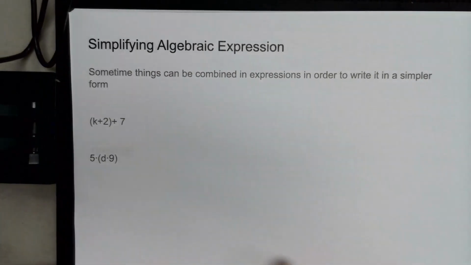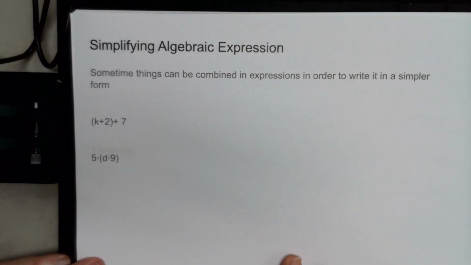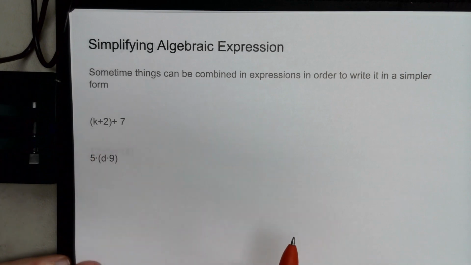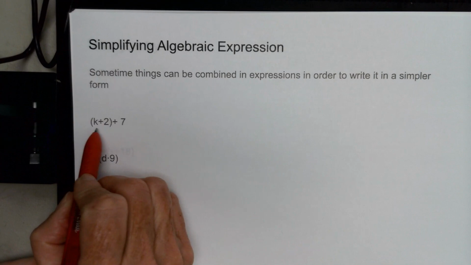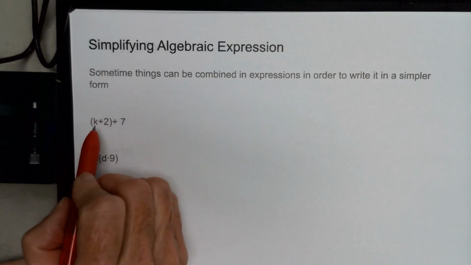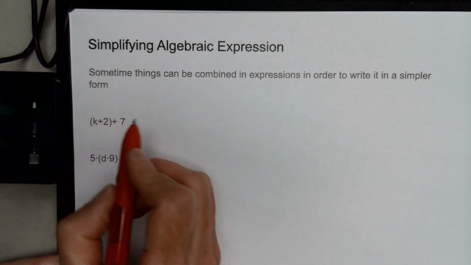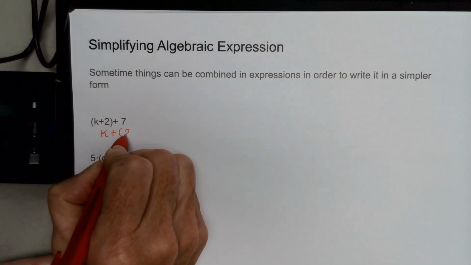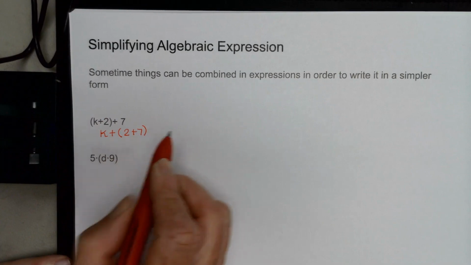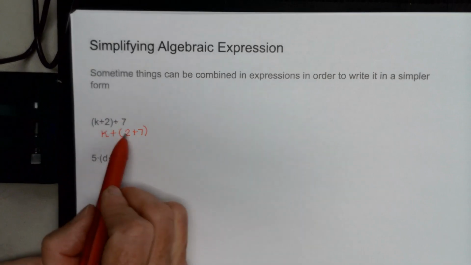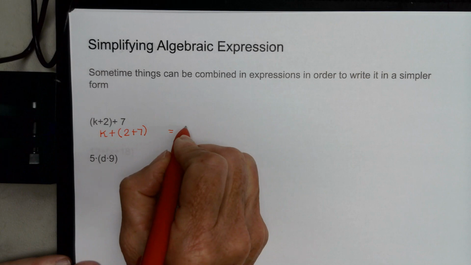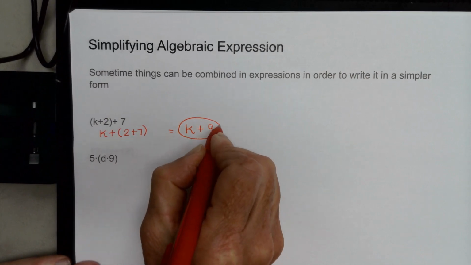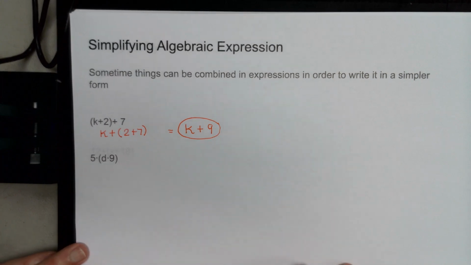The next thing we're going to look at in this section is how to simplify algebraic expressions. This uses the properties that you just saw. So on this particular one, I don't know what k is, so I can't add k plus 2, but I can think of this as k plus 2 plus 7. I'm allowed to change who that 2 associates with, so I have k plus 9. So that's the simplified algebraic expression.